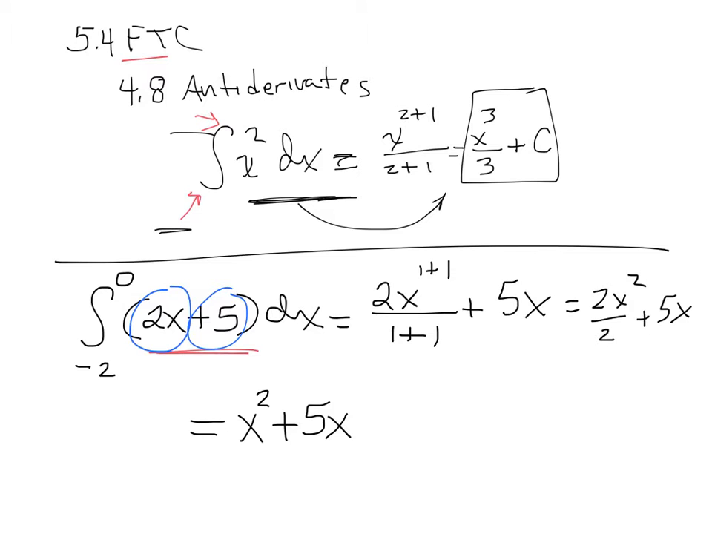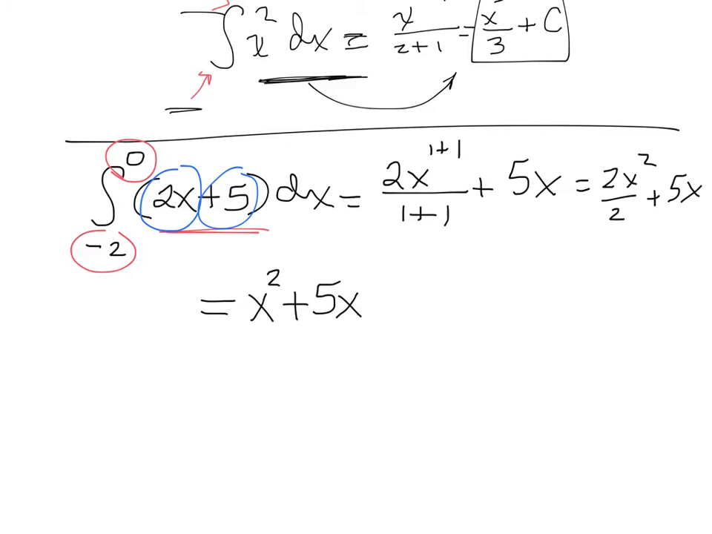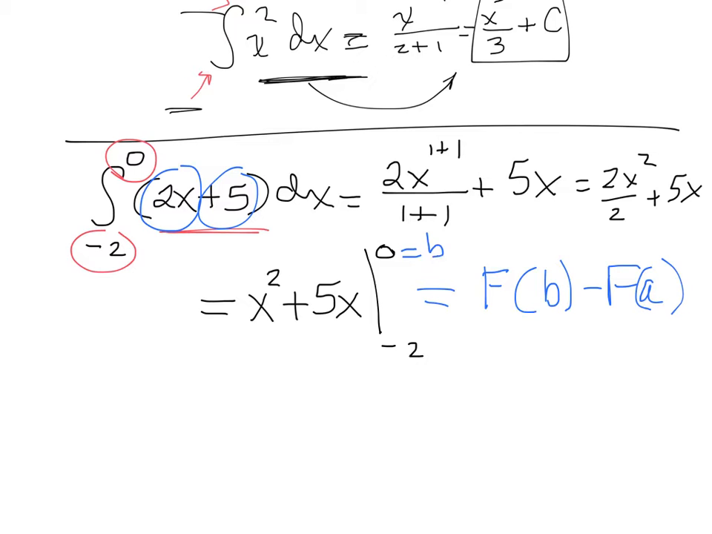Now here you don't do the plus c because I actually have this interval I'm going to evaluate. So you'll see this normally written like this, from -2 to 0. And all that means is this is the part of the fundamental theorem of calculus that says f of b minus f of a, which just means plug your b into your function and then plug your a into your function. So in other words, I'm going to plug in 0. So I'm going to have 0 squared plus 5 times 0. That's this part.